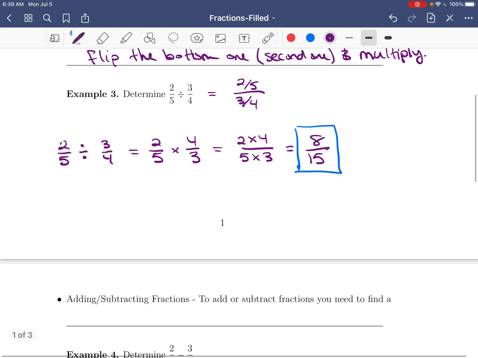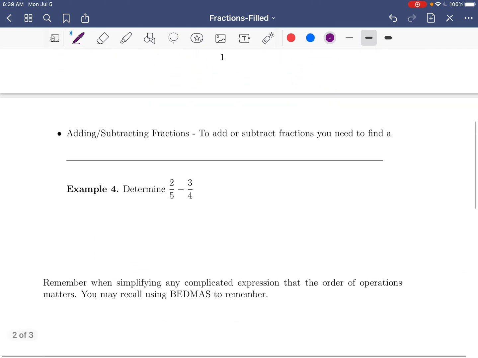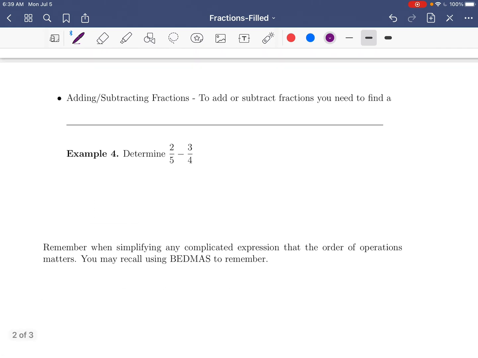Now, to the harder ones: addition and subtraction. If you want to add or subtract fractions, you need to find a common denominator first.